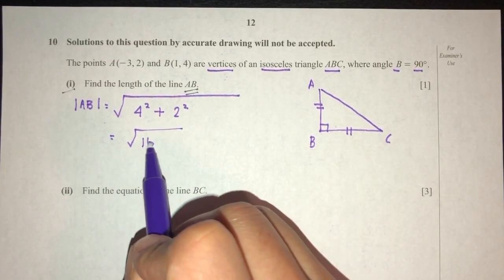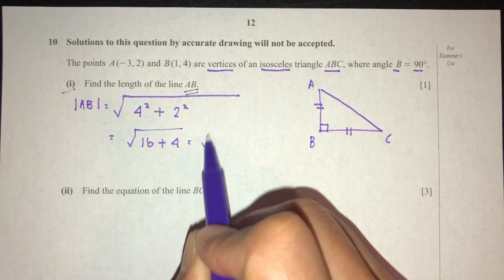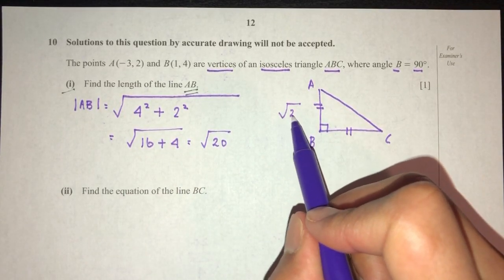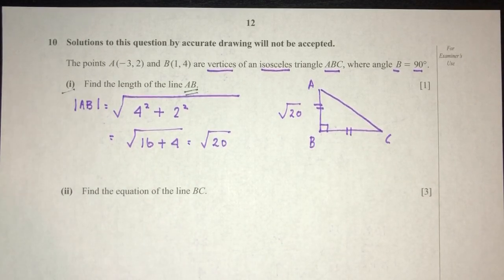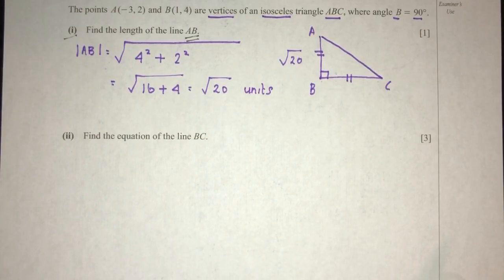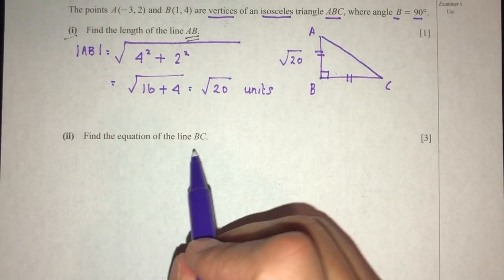That will be 16 plus 4 root of 20. So AB will be root of 20. That is part 1. You have to write units if you want to. It is up to you. Now for part 2, we have to find the equation of line BC.